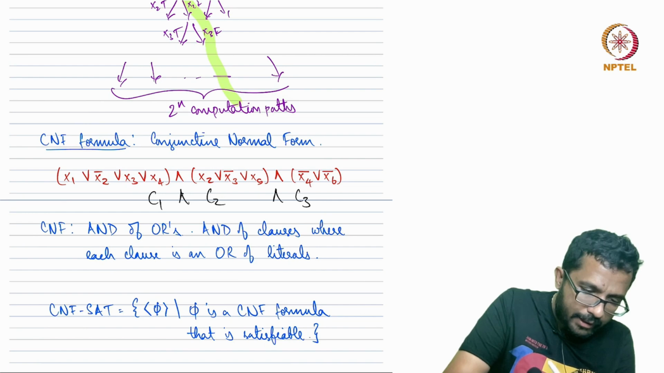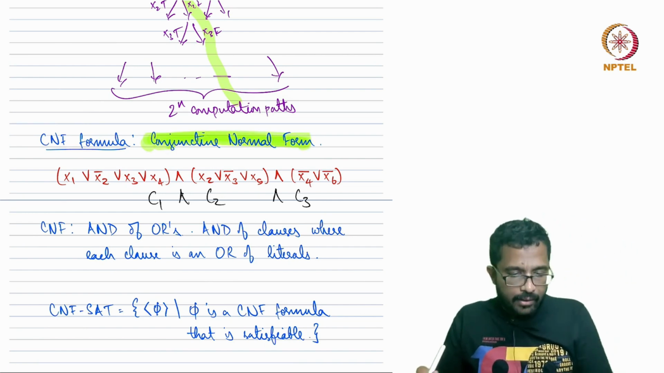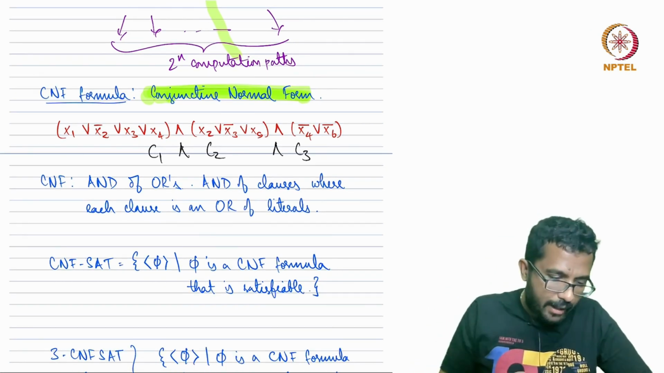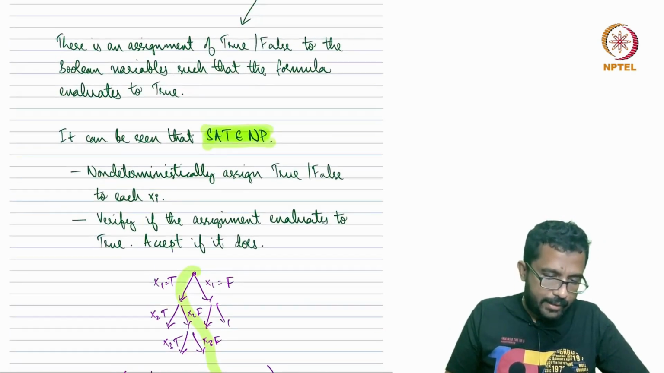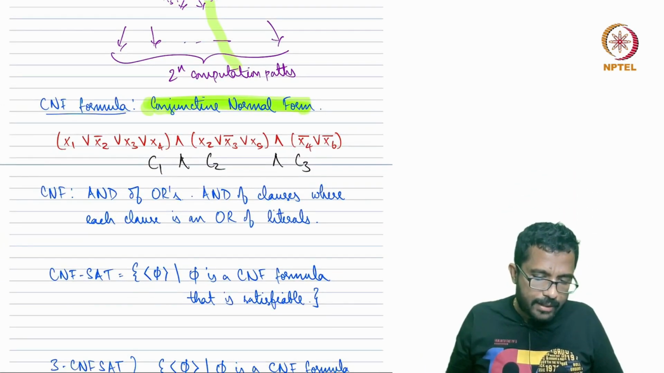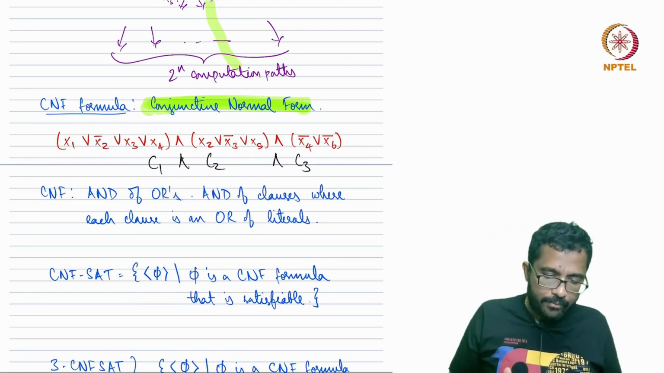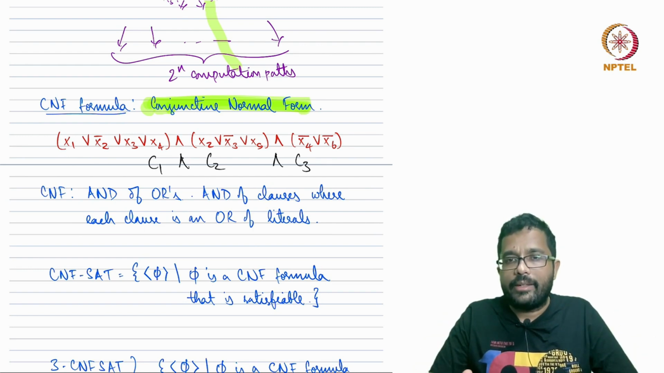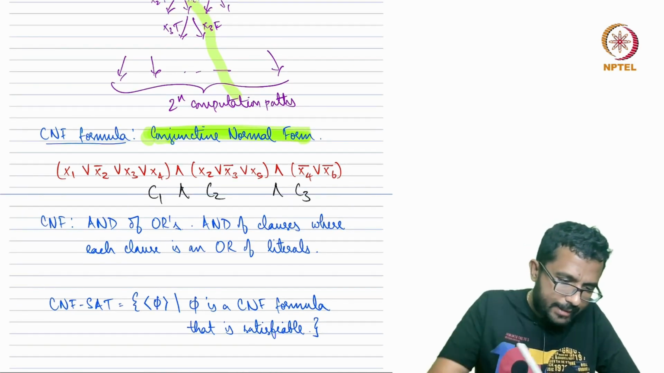Sometimes it is abbreviated as CNF, conjunctive normal form. So I can define a language called CNF SAT. CNF SAT simply asks if a given formula is satisfiable. It is just like SAT: SAT is given a formula, is it satisfiable? CNF SAT asks the same question, but the given formula is in CNF form. So there is a certain structure to the formula that is given, and then we have to determine whether it is satisfiable.